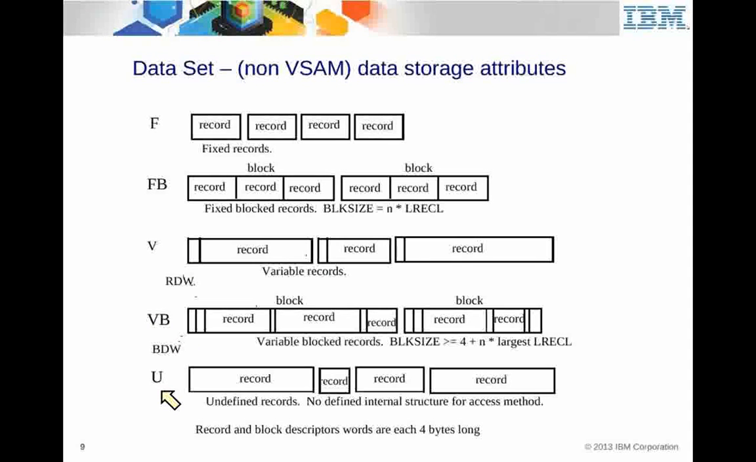There's another special type of record format called undefined, U. The undefined is almost exclusively for executable modules. The operating system knows how it's laid out because we go through a process called a link edit or binder to create the executable module, and we put it in an undefined record data set because there's metadata inside of there for the operating system to know how to deal with that executable module.